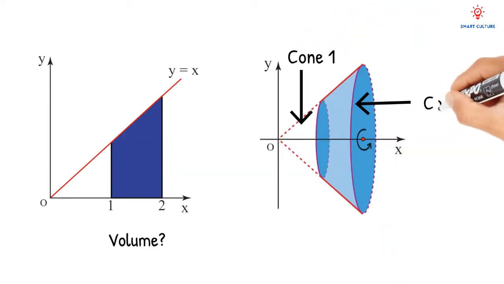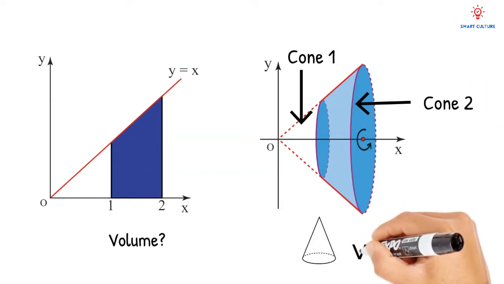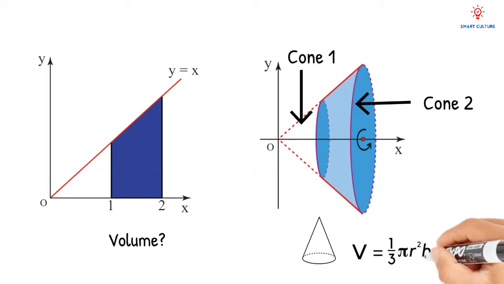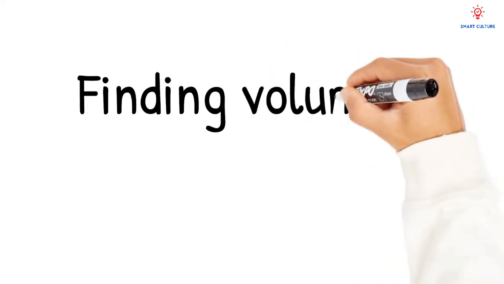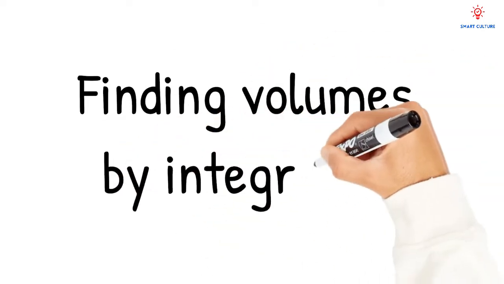Well, we can calculate the volume of two cones using the volume formula of a cone. Because we have a straight line, it will be quite easy to determine the volume in this case. But what happens when this function is not a straight line? If this straight line function is replaced by a curve, the volume calculations will be more complex. And that, of course, is our focus for today: how to go about finding volumes by integration.